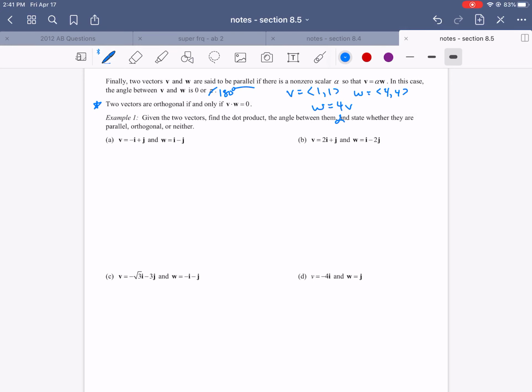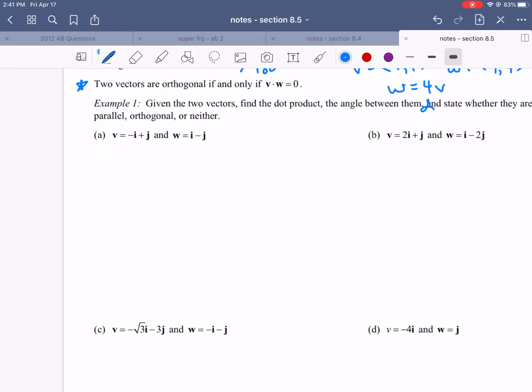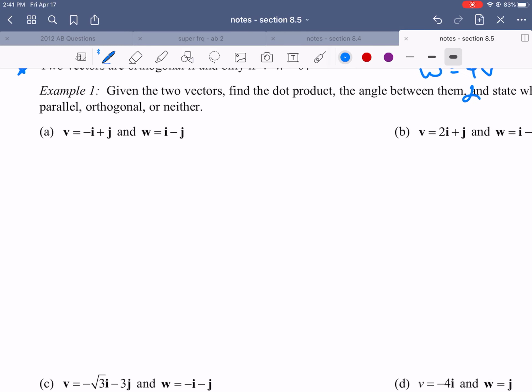In example 1, given the two vectors, we want to find the dot product, the angle between them, and state whether they are parallel, orthogonal, or neither. In letter A, we have two vectors, v and w, and I find it really helpful to write this in a different notation. Vector v is <-1, 1>, and w is <1, -1>.